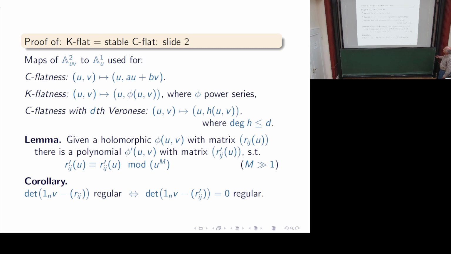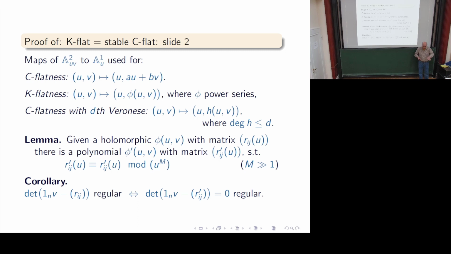Which means that if I look at the holomorphic projection and I look at a high enough approximation, then if one gives me something flat, then the other gives me something flat. I don't know why this says regular, I should say flat. And so that means that this way, I can go between K flatness and C flatness.